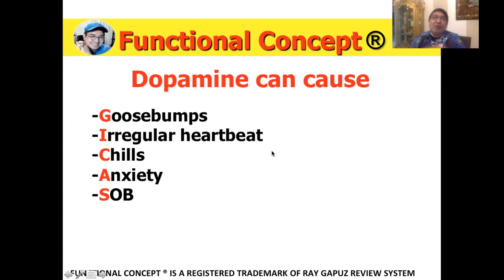Now what about the side effects that may occur in dopamine but not in dobutamine? Remember this, class. Dopamine can cause, the code is Gcash, like Gcash: goosebumps or erection, irregular heartbeat, chills, anxiety, and shortness of breath. So these side effects occur in dopamine but may not necessarily occur in dobutamine.